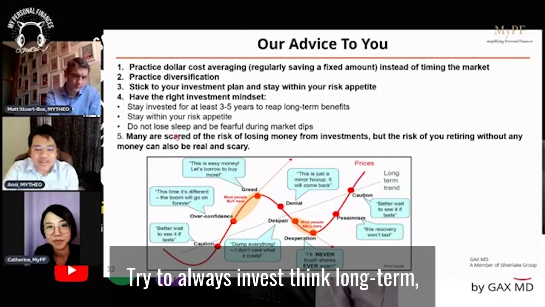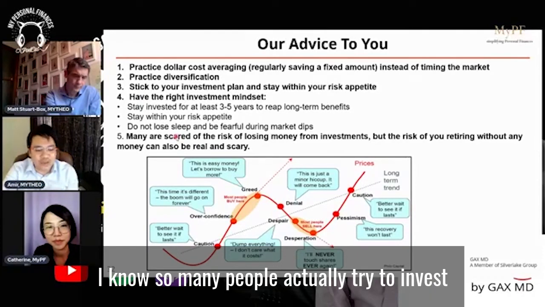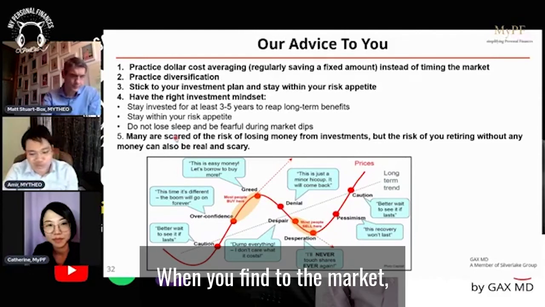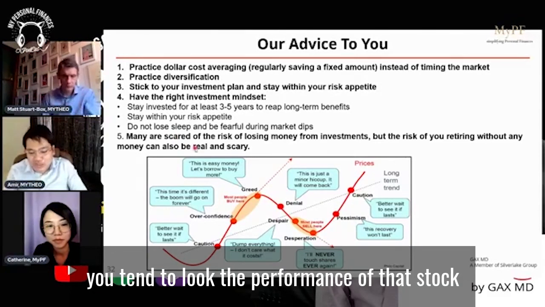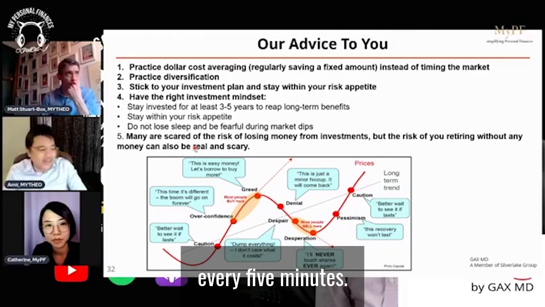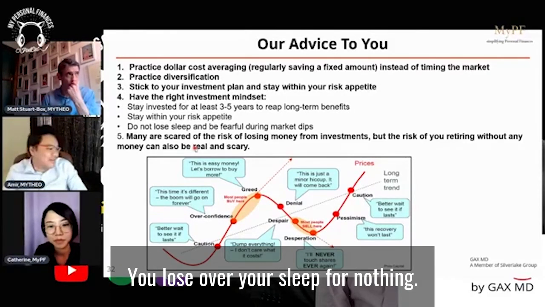Try to always invest long term. I know so many people who try to punt in the market. When you punt in the market, you buy stocks that are very volatile. You tend to look at the movement of the stock every 5 minutes. You lose your sleep for nothing.